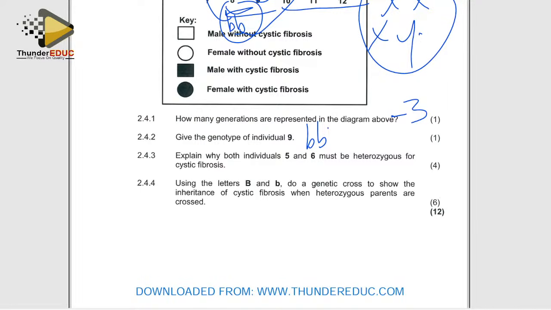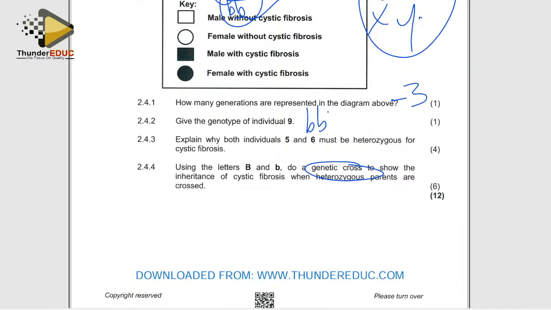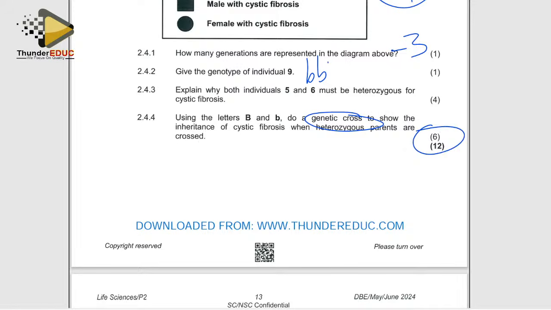Use the letters B and b, okay, and then do the genetic cross to show the inheritance of cystic fibrosis when heterozygous. Guys, this is just a simple thing. It's just a walk over for you. They just put this question so that you get those free marks.